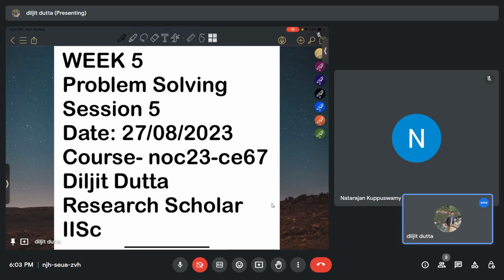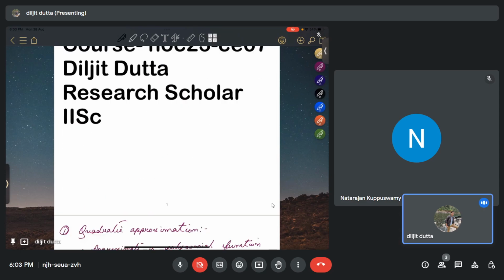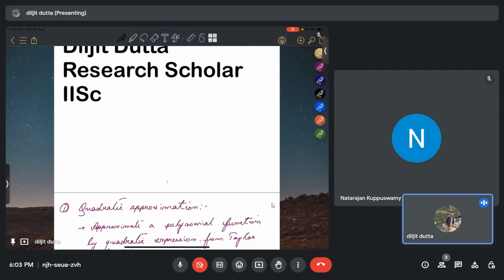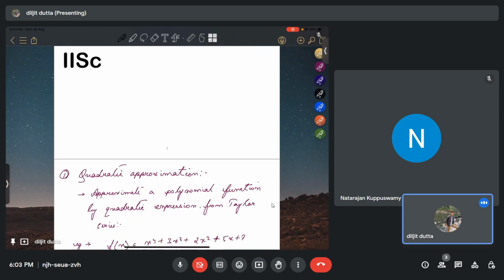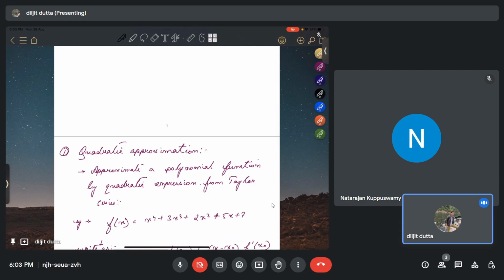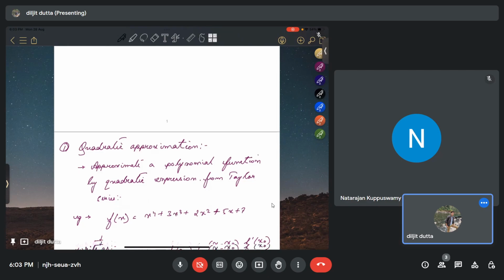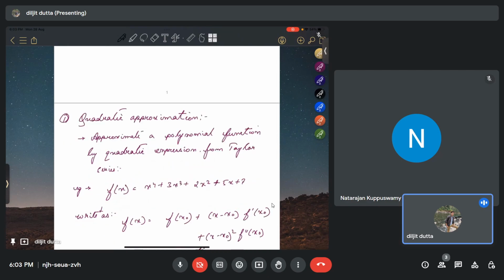Welcome to week 5 of this problem solving session of the course Optimization Methods. In today's lecture, we will be going through the contents taught in week 5, that is quadratic approximation and then multivariate constrained optimization with equality constraints. We'll brush up the concepts once and then proceed to solving some numericals.